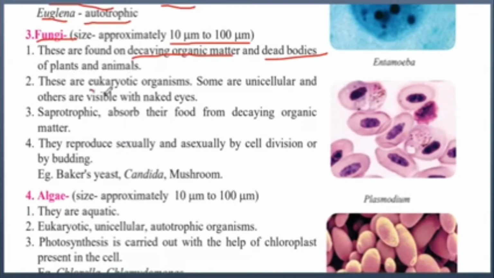These are eukaryotic organisms. That is, their cell is structured and the organelles within these cells are organized. Some are unicellular, that is, single cell, and others are visible with naked eyes. When you see them with your naked eyes, they can be present on substances like bread and decaying food. They are saprophytic. That is, they acquire their nutrition from decaying organic matter.